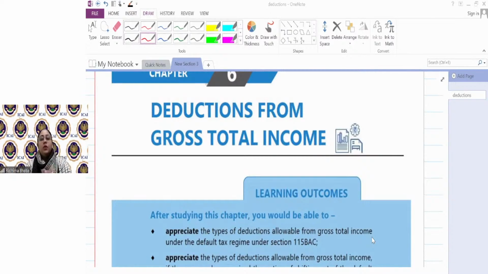Chalo, great. So now the three classes which are there from today, as in Tuesday, Thursday, and next Tuesday, is all about deductions from gross total income. I cannot emphasize enough how important this particular chapter is, because obviously no question of computation of total income is complete without deductions.